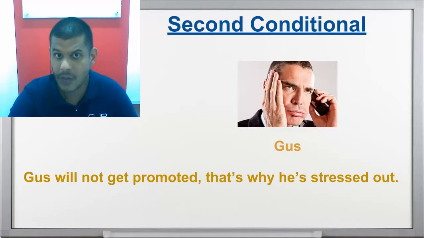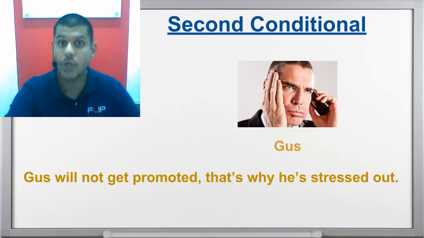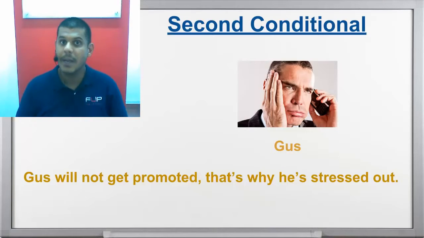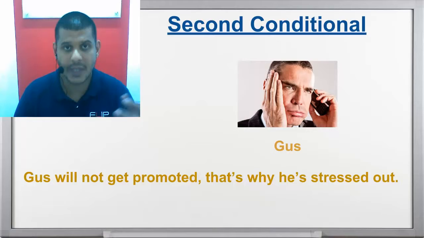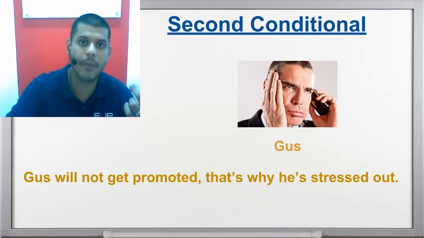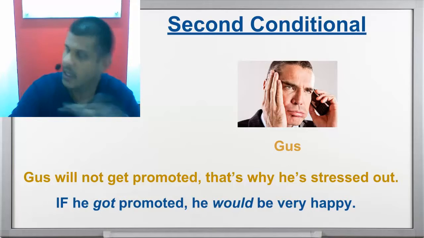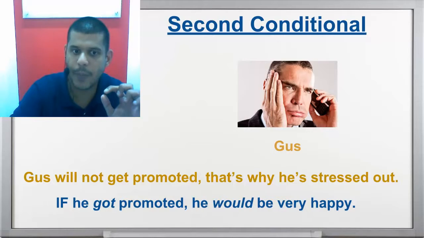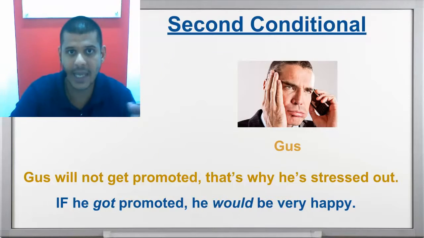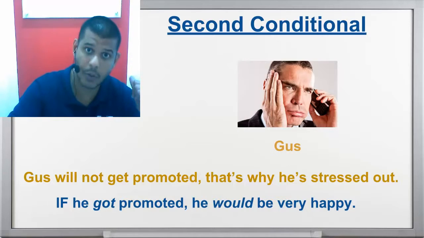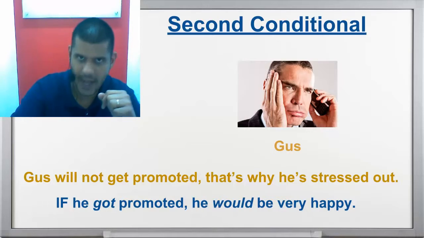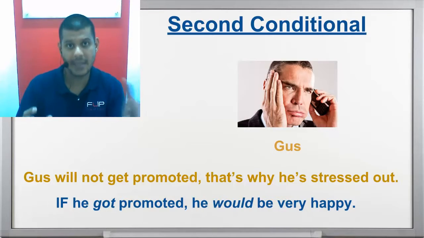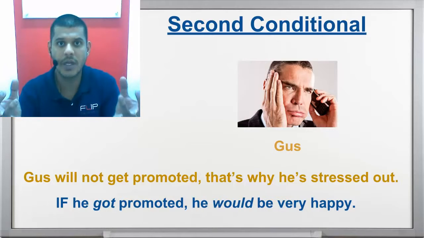Gus will not get promoted. That's why he's stressed out. He was expecting to get promoted, but he is not going to get promoted. But based on this information, I can say that, for example, if he got promoted, he would be very happy. I need you to pay special attention to the verb get. In this case, it's in the past, got, and the modal verb would. If he got promoted, he would be very happy. So we are using the simple past, with got, and the modal verb would.